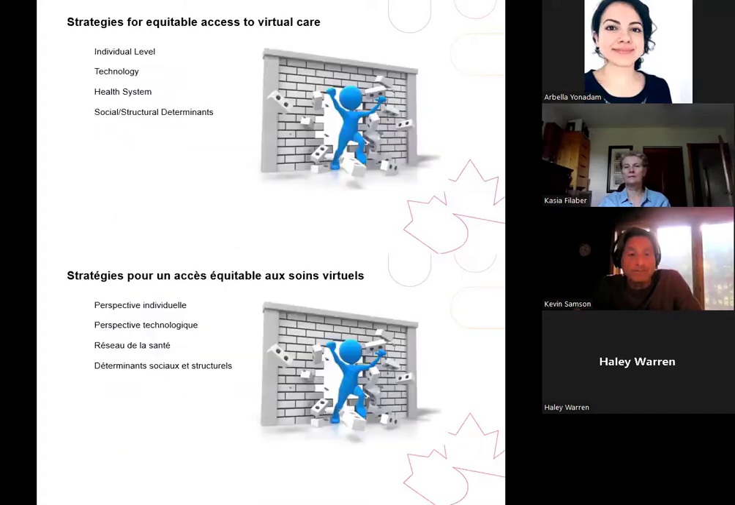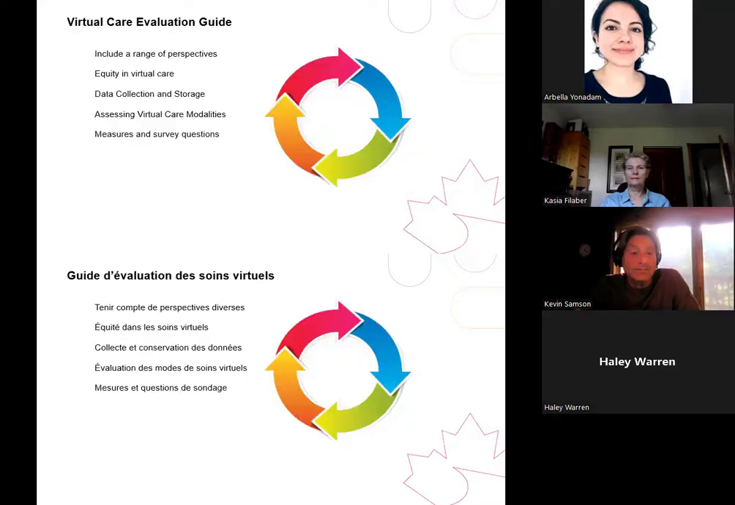Next page. The toolkit breaks down all these factors into individual, technological, health system, and social structural levels. It spells out the issues and provides mitigation strategies in a table format that's clear and concise. It's certainly worth taking a look at. Next slide.